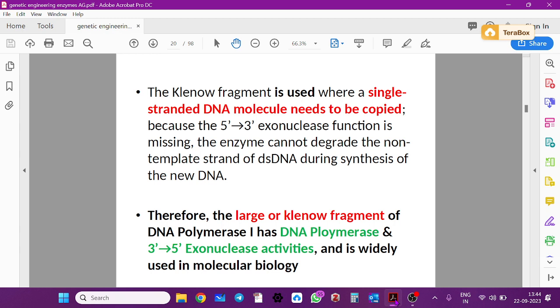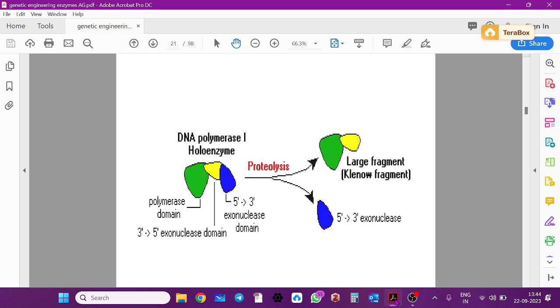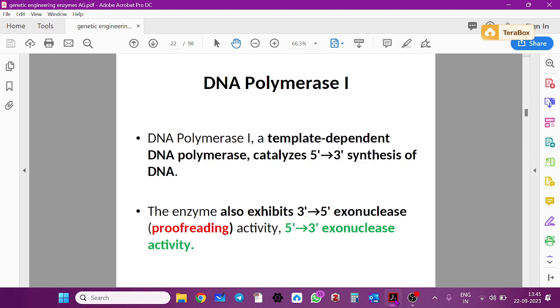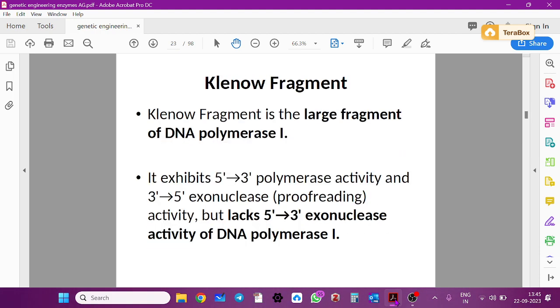This Klenow fragment is needed where a single-stranded DNA molecule needs to be copied. If you give double-stranded DNA, you are not copying it; there you have a single-stranded 5 prime 3 prime, and if it chews from both the ends, from this side and from this side, then basically it is going to disappear. So you need to remove the 5 prime side. Okay. DNA polymerase 1 is done, that's covered.